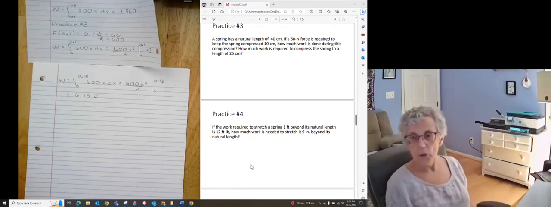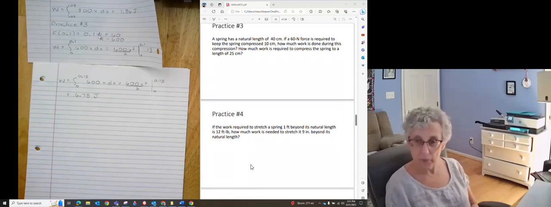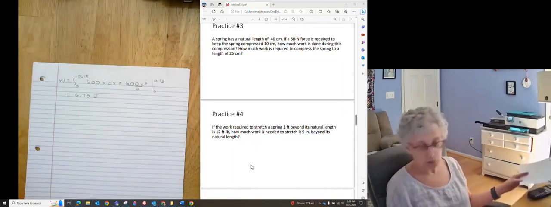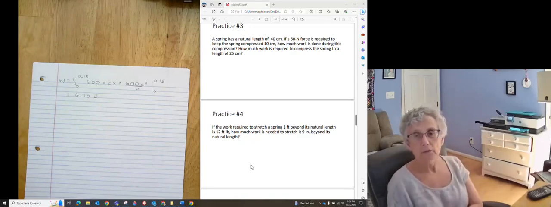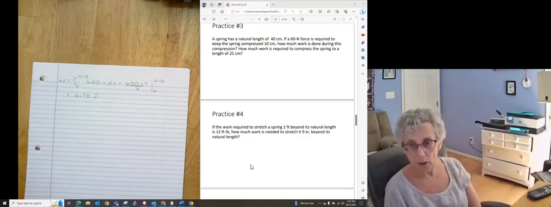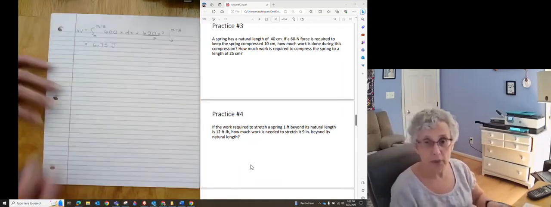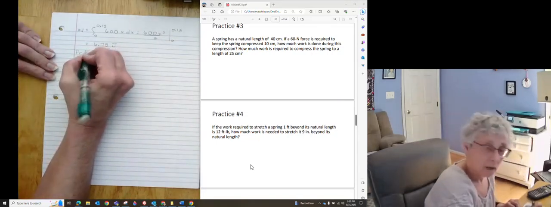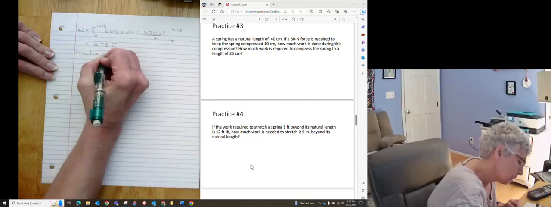So, if the work required to stretch a spring 1 foot beyond its natural length is 12 foot-pounds, how much work is needed to stretch it 9 inches beyond its natural length? Read carefully. The work required is equal to 12 foot-pounds. The other ones gave me the force. This one gave me the work.